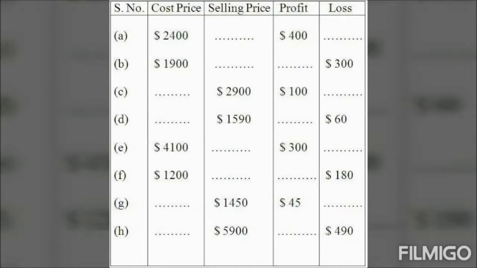Similarly, in the second part the cost price is 1900 and the loss is 300. So you can find out the selling price by using cost price minus loss. And the remaining parts you have to do by yourself.